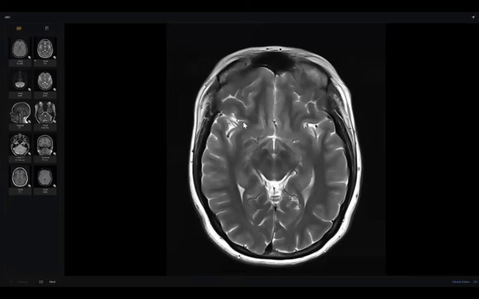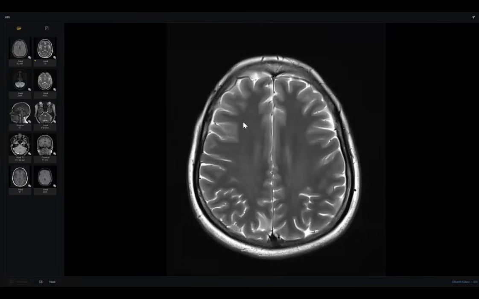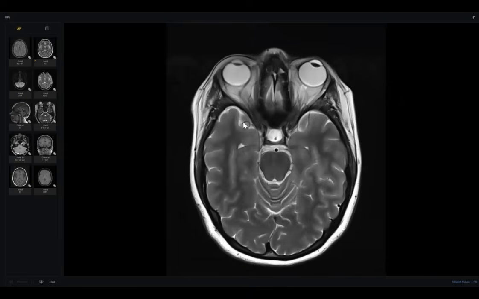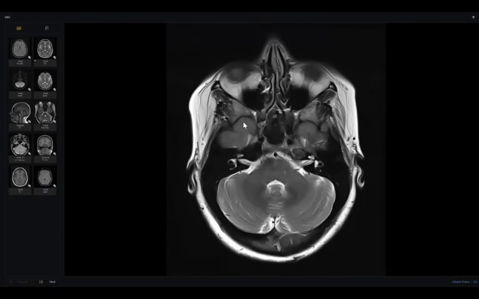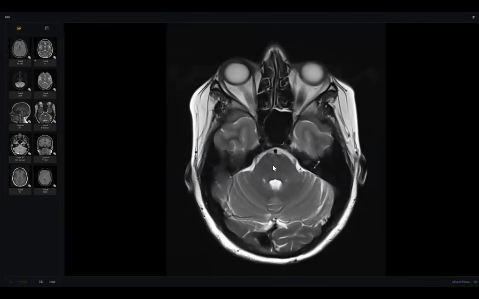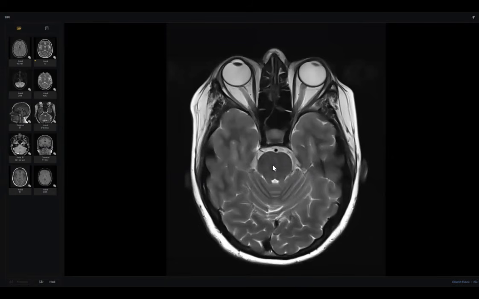I will check the facial nerve from the bones. The brain looks unremarkable, gray-white matter differentiation is preserved, no hydrocephalus. This is the vestibulocochlear nerves, they look fine. It's just below the vestibulocochlear nerve.